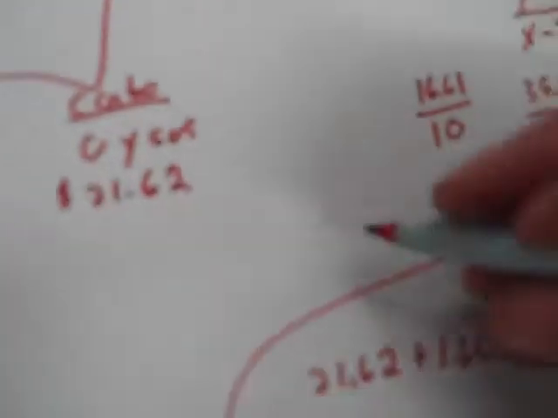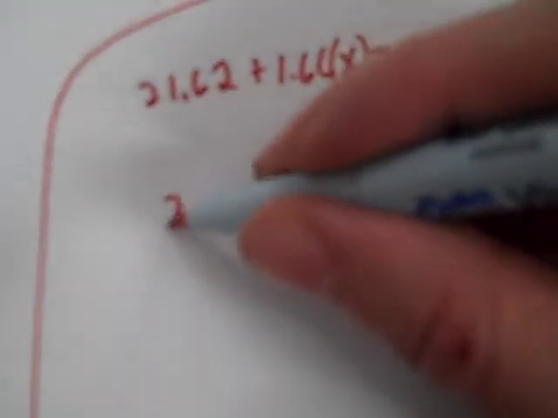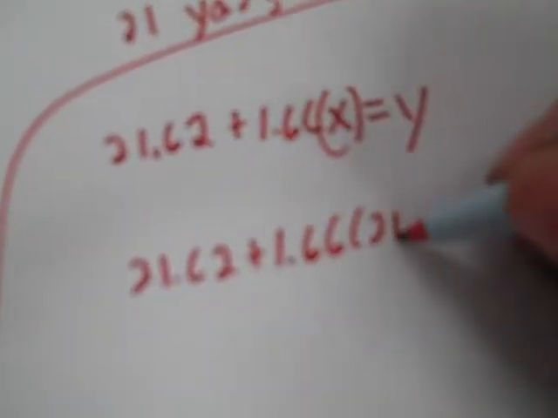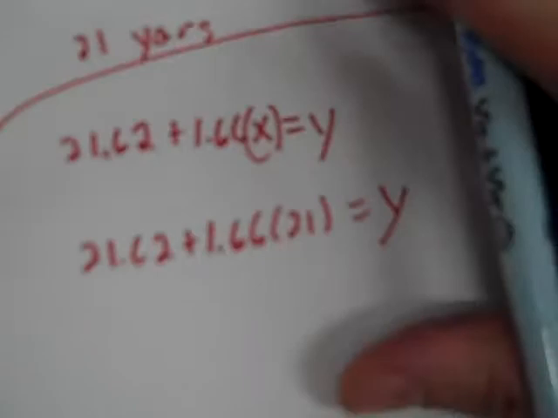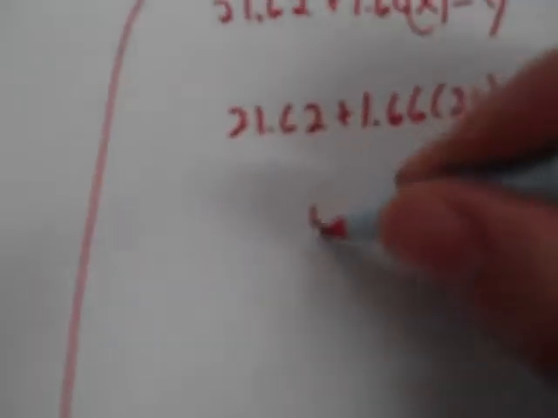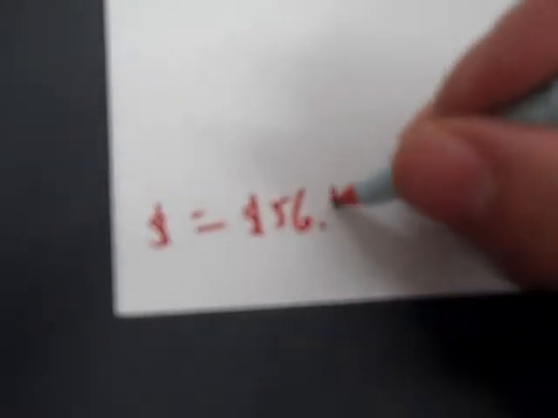Okay, now let's look at 21. The 21 is years, so we've got to put that in for X. So 21.62 plus $1.66, and then 21 equals Y. And when I put the number in for X, I just plug it in on the calculator. 21.62 plus $1.66 times 21 is $56.48. So go put that down here.